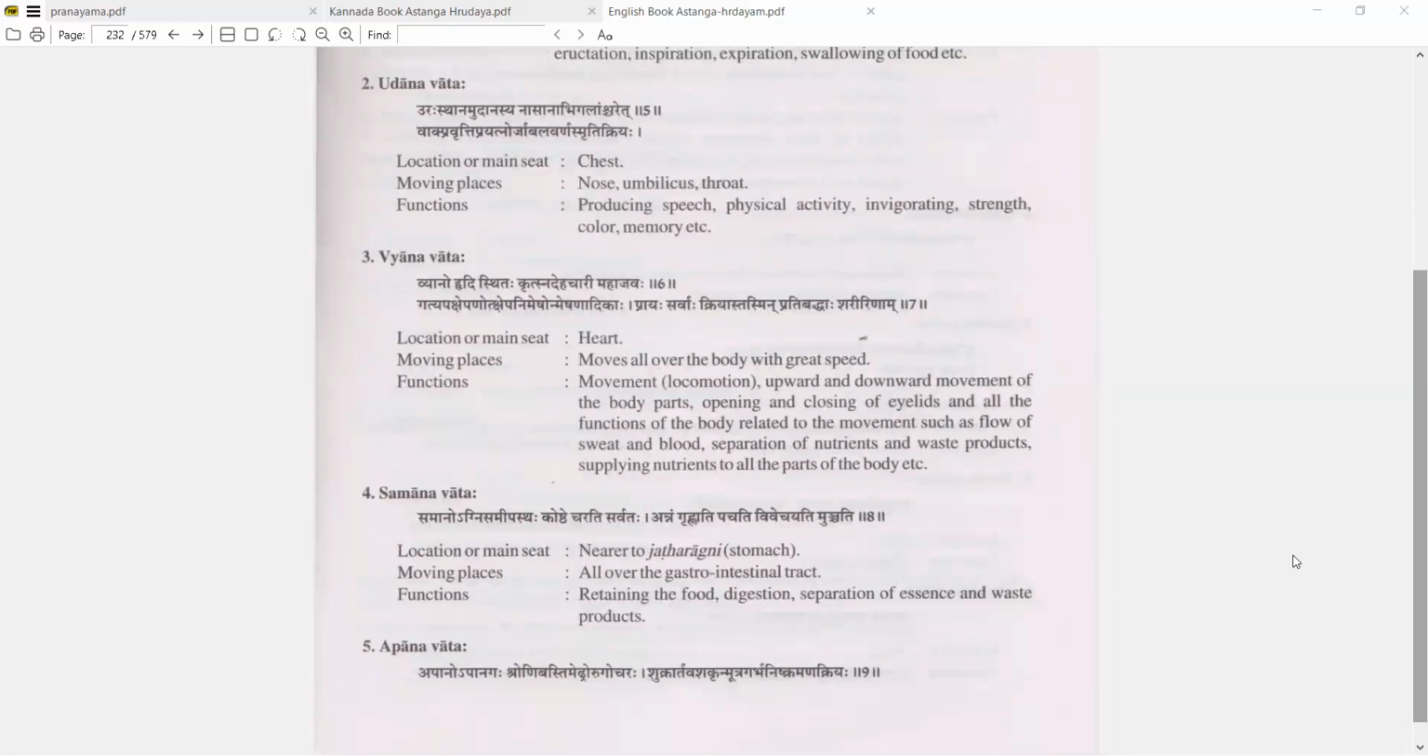Samana Vata. Location: it is located near the Jataragni, that is the stomach. It moves all over the gastrointestinal tract. Functions: retaining the food, digestion, separation of essence and waste products. Apana Vata.